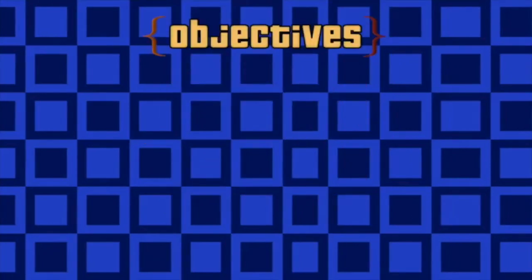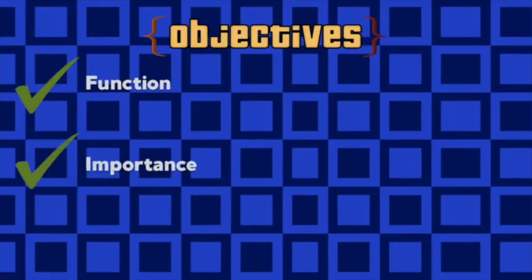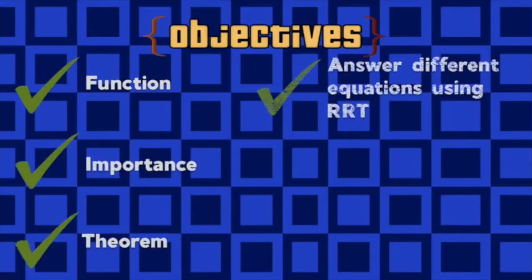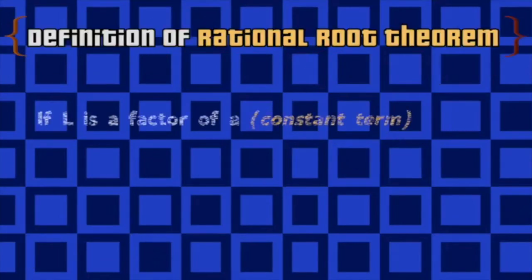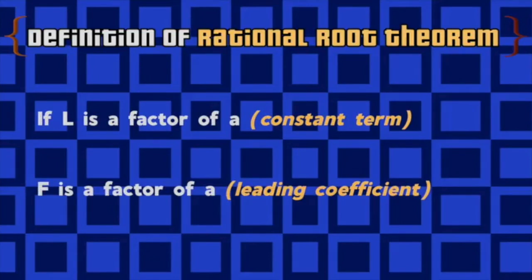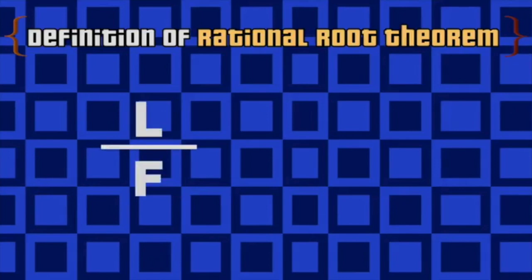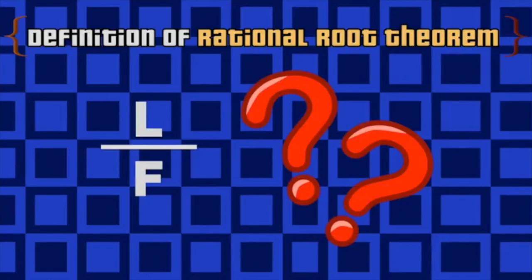In this video, you will understand what the rational root theorem is, its functions, importance, why it's called a theorem, be able to answer different equations with the rational root theorem, and to check the answers using other possible solutions. If L is a factor of a constant term, and f is a factor of a leading coefficient, then the rational number L over f is a root of a polynomial equation. But what exactly is L over f? We will get to that shortly.